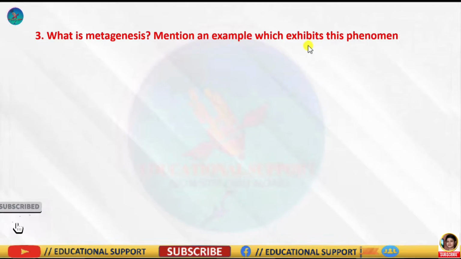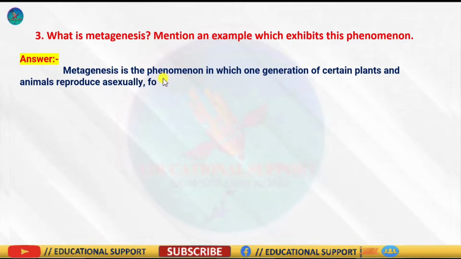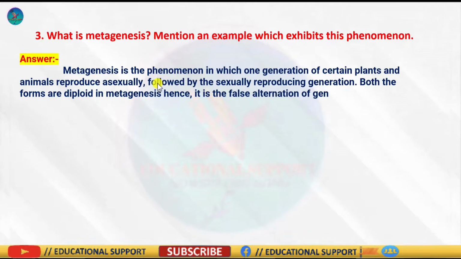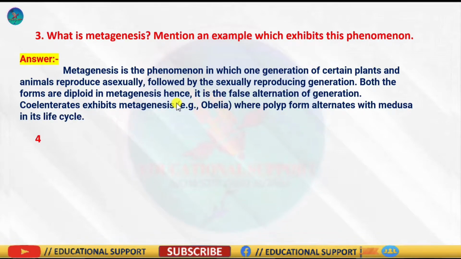Question number 3: what is metagenesis and mention an example which exhibits this phenomenon? The phenomenon of alternation of generation between sexual and asexual modes of reproduction is called metagenesis. This is exhibited by Obelia, in which polyps produce medusa asexually while medusa produces polyps sexually. Both the forms are diploid in metagenesis, hence it is a false alternation of generation.